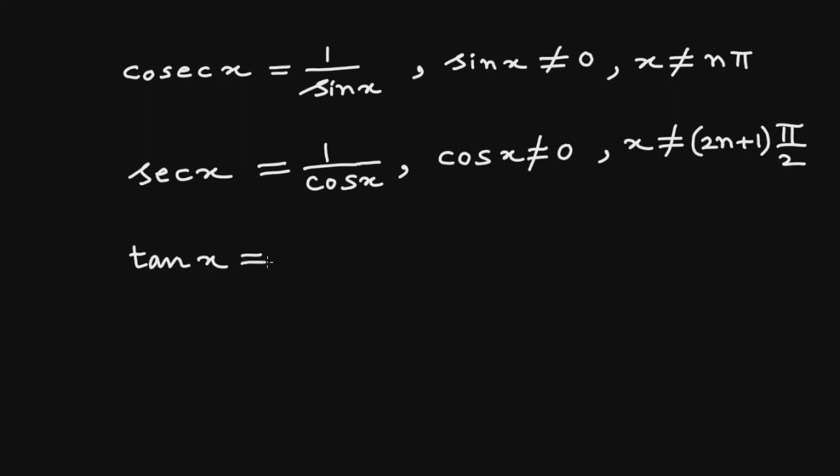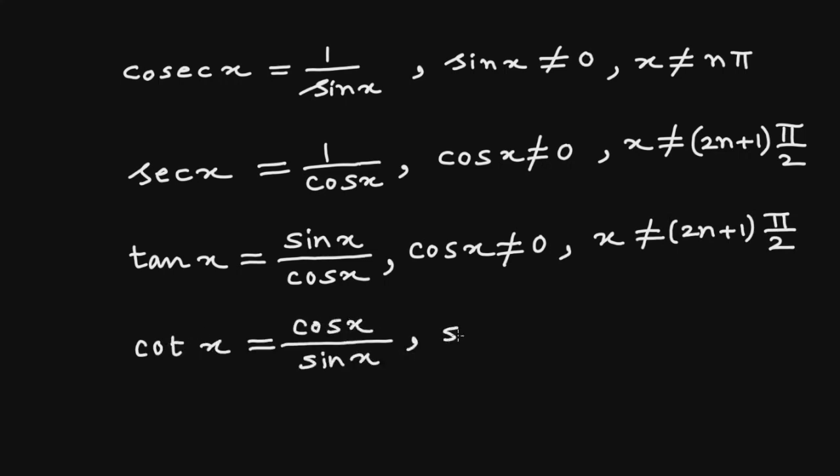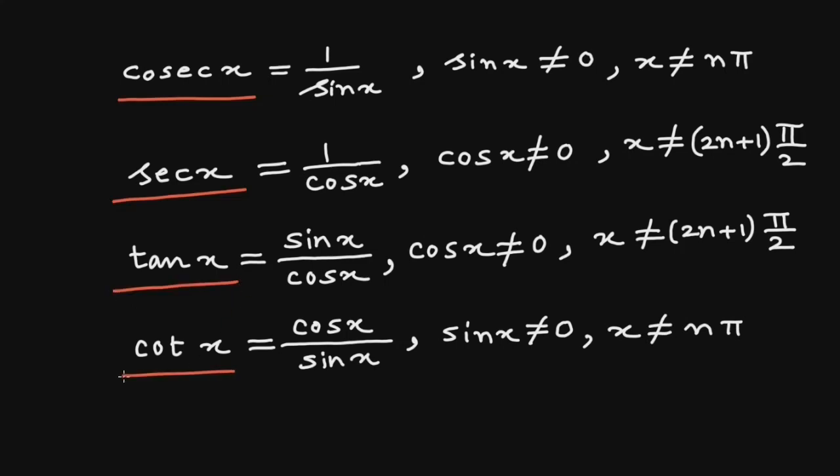Tan x is sin x upon cos x, where cos x should not be 0, which implies x should not be an odd integral multiple (2n plus 1) of pi by 2. Cot x is cos x upon sin x, where sin x is not equal to 0, which implies that x should not be an integral multiple of pi. Then only cosec x, sec x, tan x and cot x will be defined.